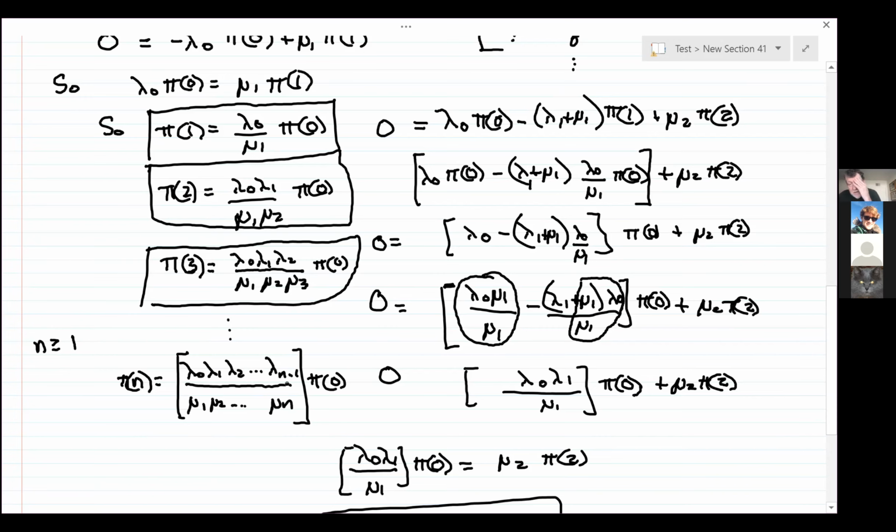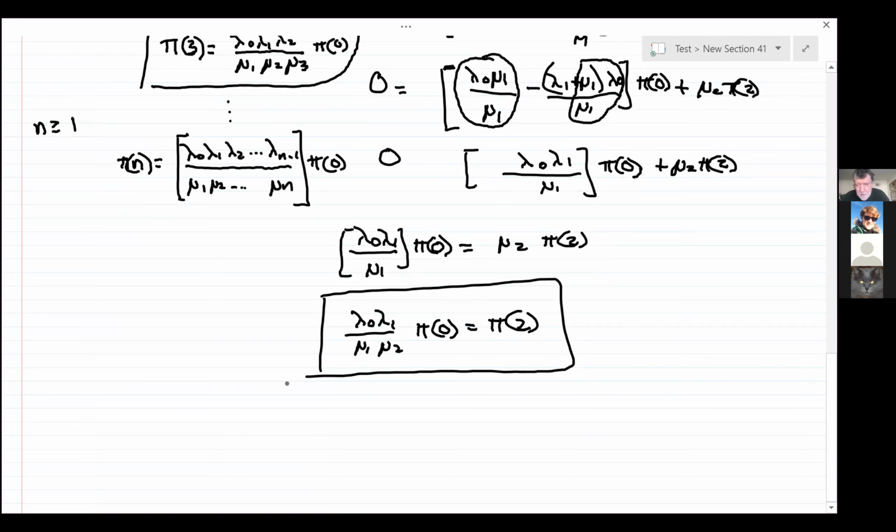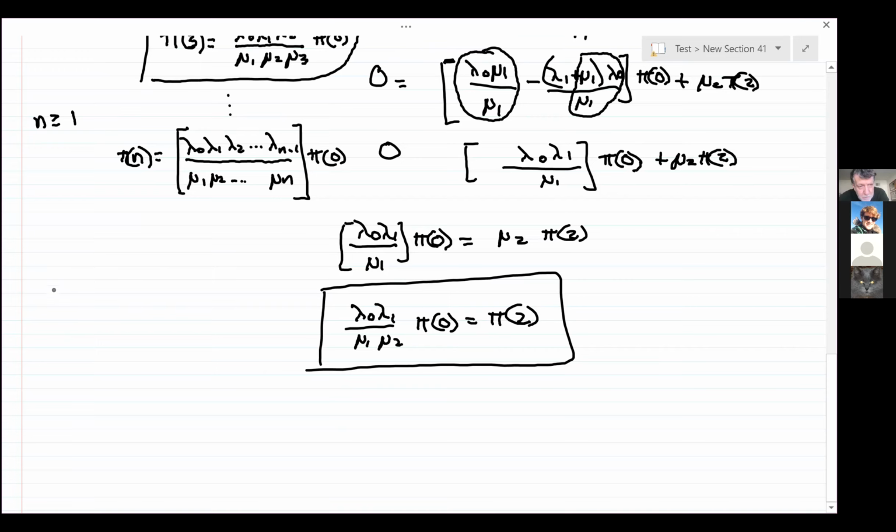Okay, so good news. All the pi's are in terms of pi 0, but don't forget, we're looking for a distribution. So the end of this comes soon, but remember what? Pi 0 plus pi 1 plus pi 2 plus pi 3, etc. adds up to 1. It's a distribution.